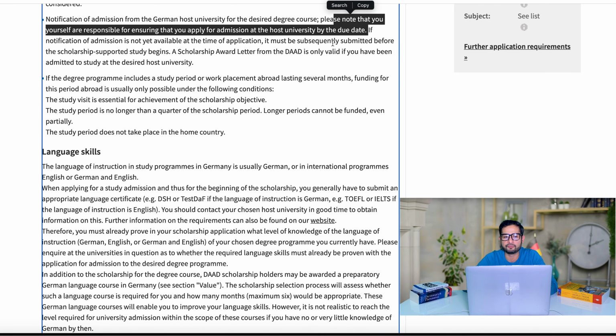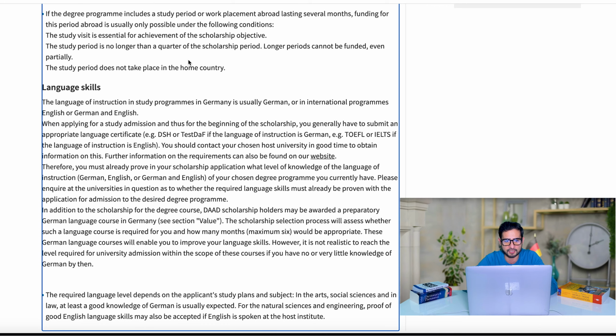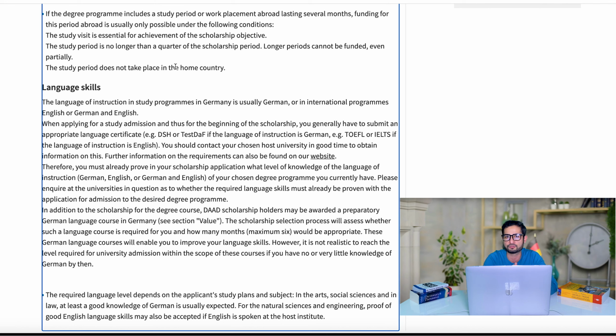And it says that if the degree requires a study period or work placement abroad lasting several months, then funding for that is not guaranteed, so they have to take it into consideration based on the following reasons. The study visit is essential for achievement of the scholarship objective, and the study period is no longer than a quarter of the scholarship period. Longer periods cannot be funded, even partially, because the goal of that scholarship is to take you into Germany, so that you study, do your internship, do your work, do anything inside Germany, not abroad, not in any other country. That's why they want to make sure that only a quarter of it is outside, not all of it, and only if it's required by your courses.